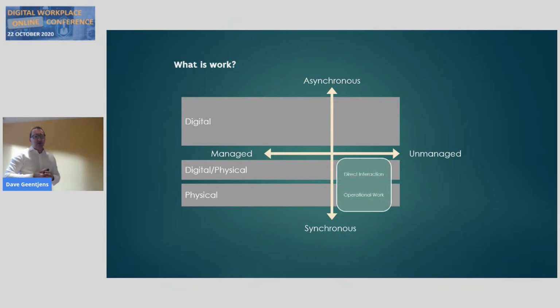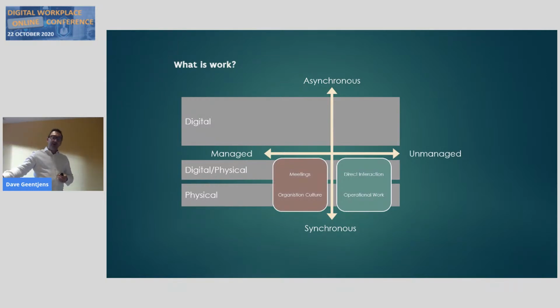And on that we map different actions. So operational work, although it's very managed, it's not managed by me, it's managed by my boss. So that's there, and I have to do it physically. If I'm working in the kitchen, I have to go to the kitchen. Direct interactions, the typical coffee machine moments, we can choose there whether we do it physically or digitally, and we have to weigh whether the risk of exposure or the transportation is worth having the interaction. We have to weigh that.